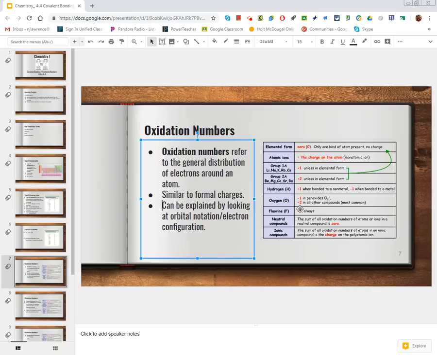Oxygen will almost always be -2. The only time it becomes a -1 is when it exists as a peroxide. So it does have this ability to form one of your polyatomic ions called peroxide.